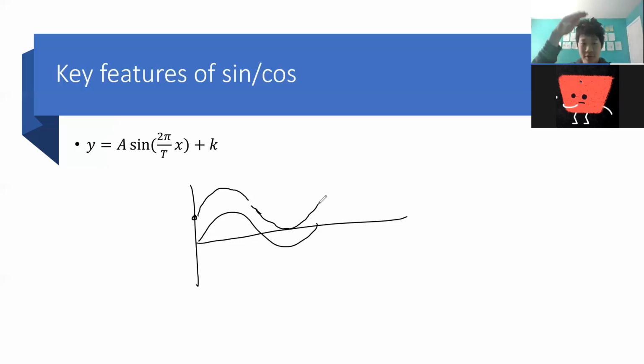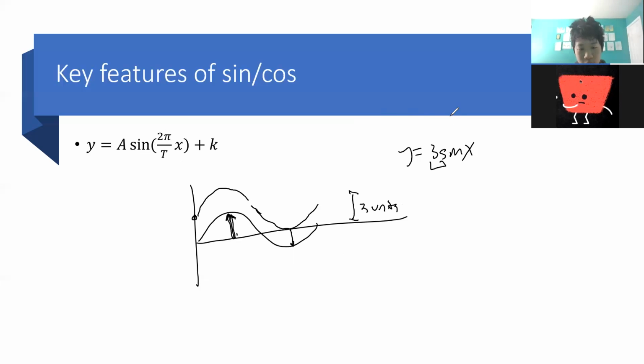So A is what controls the actual stretching in the vertical direction. And A is the amplitude. A is how tall it is, how tall the peaks are. That's exactly the number. So if we had y equals 3 sine x, the peaks are exactly 3 units high. And then 2 pi over T, that's the b value, which determines how stretchy it is. And that's it. Any questions?